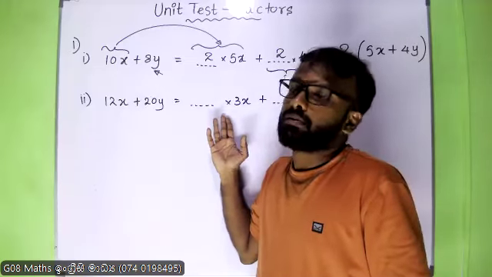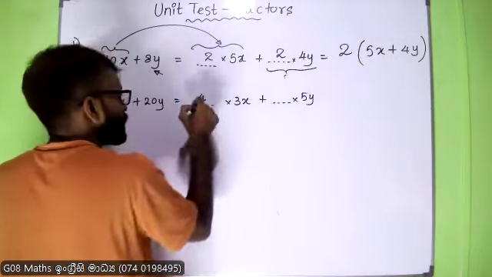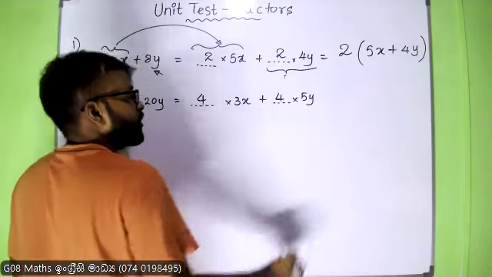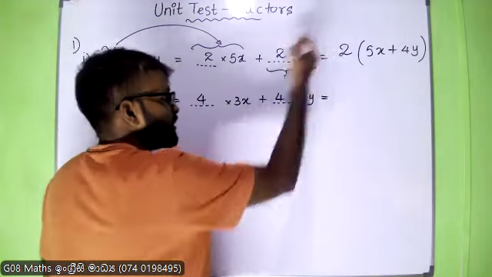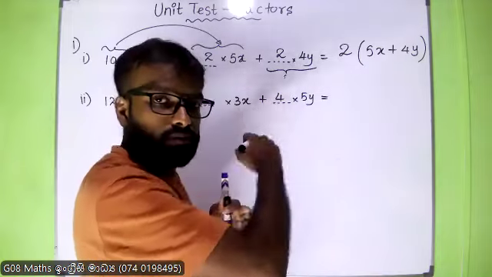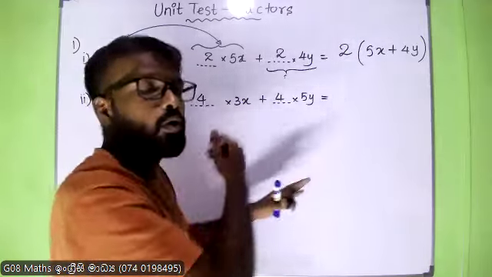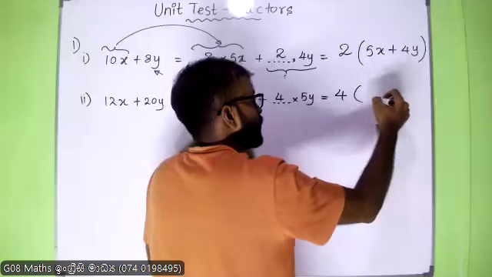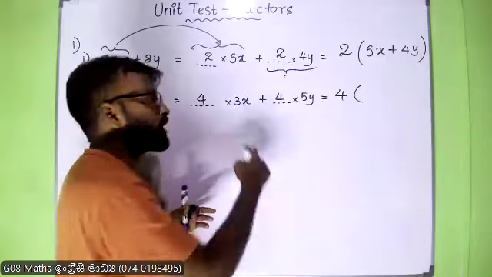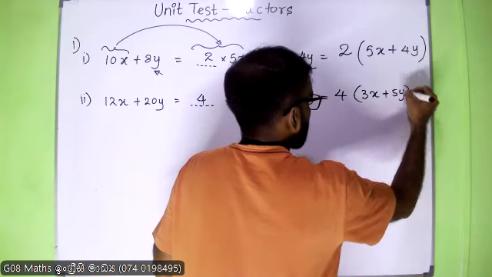So multiplication table. How do you convert 3 into 12? By multiplying by 4. How do you convert 5 into 20? By multiplying by 4. So very easy, like previous, 4, 4. 4 is the common factor for both terms. So you have to take it out from the bracket. 4, open bracket. What are the rest if you take 4 out from the bracket? 3x plus 5y.